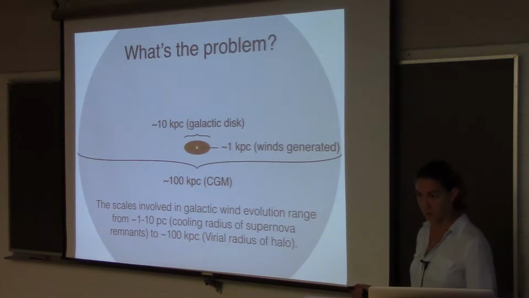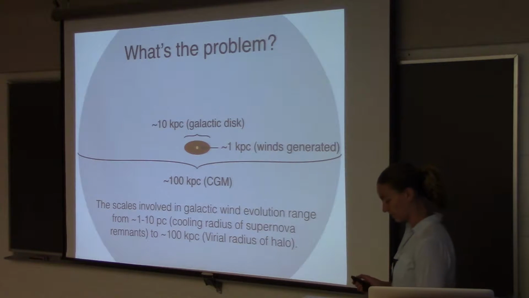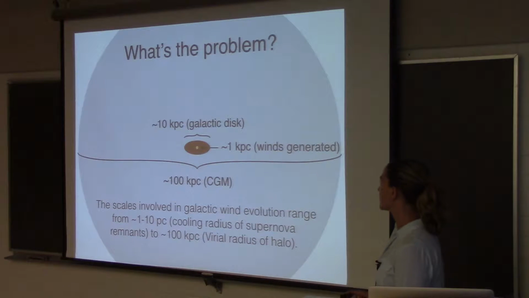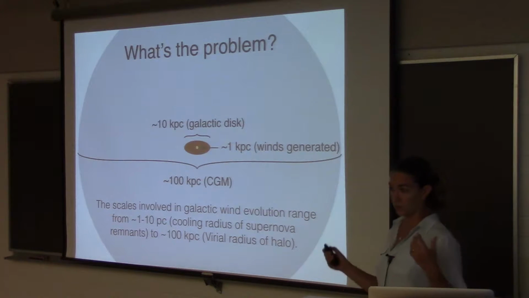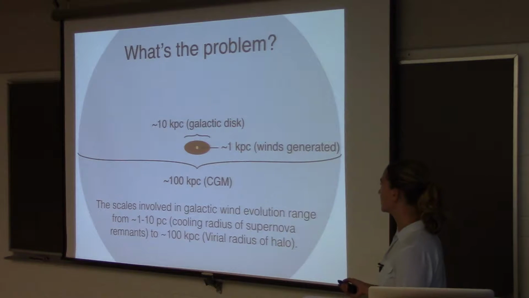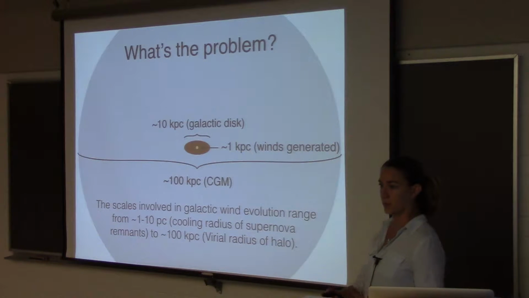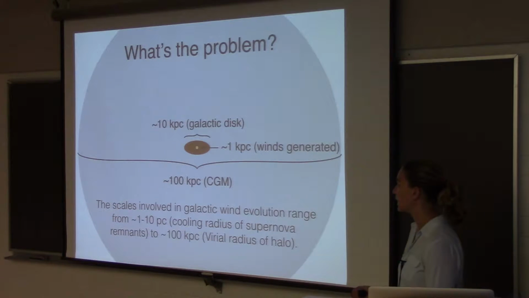Okay, so why haven't we solved these problems? We have very fancy codes in astronomy, and we've been putting a lot of work into these sorts of questions. So what's the issue? The problem, of course, is that the scales involved are huge. If you want to look at the problem of galactic winds in particular, then you need to resolve scales of order 1 to 10 parsecs within the actual galaxy, which is the cooling radius for the supernovae.